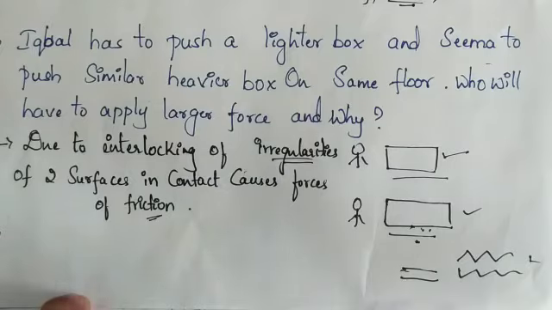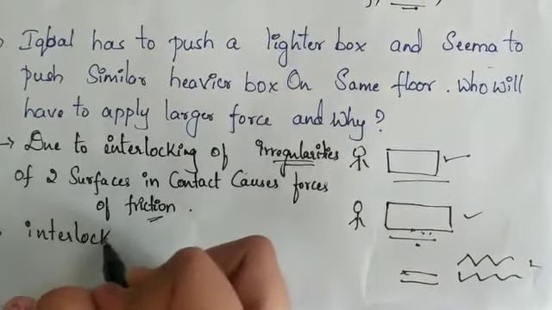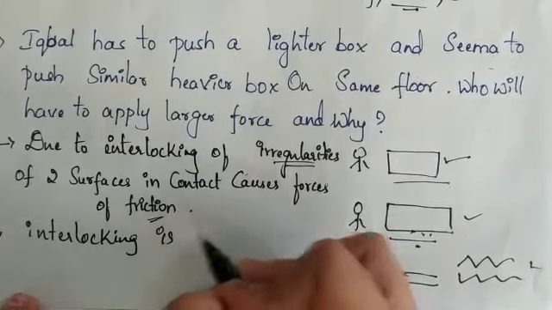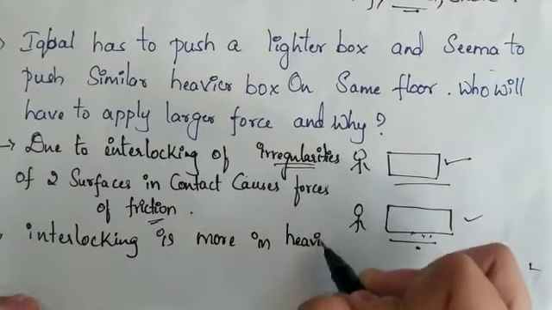Now let us consider the heavier object and the lighter object. In the case of the heavier object, interlocking is more. That is the second point you want to write.